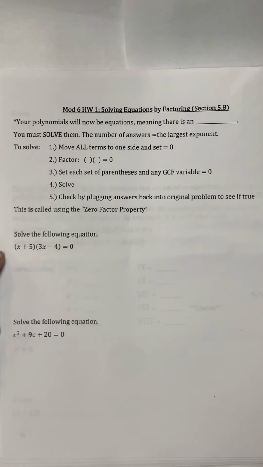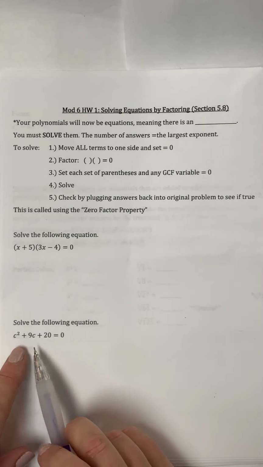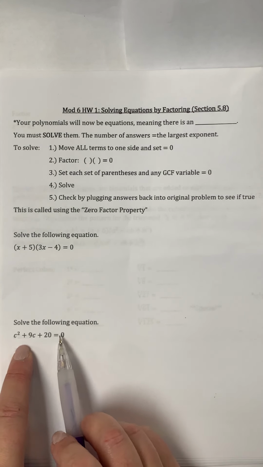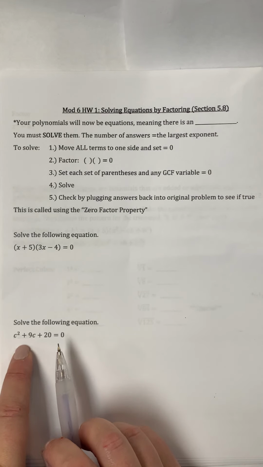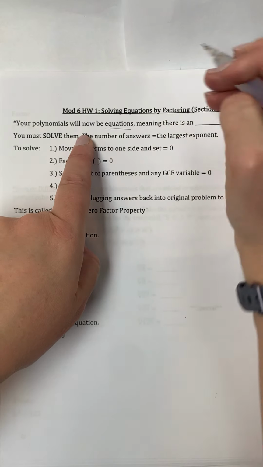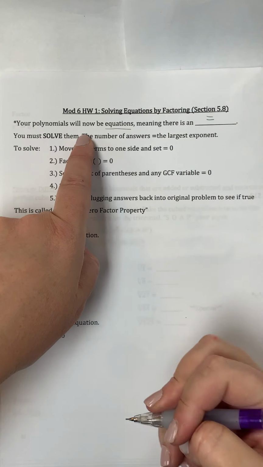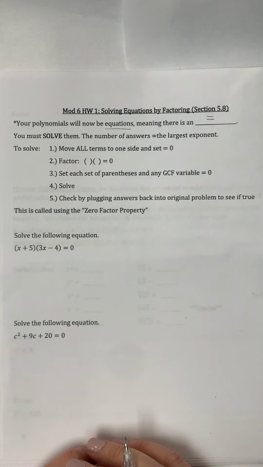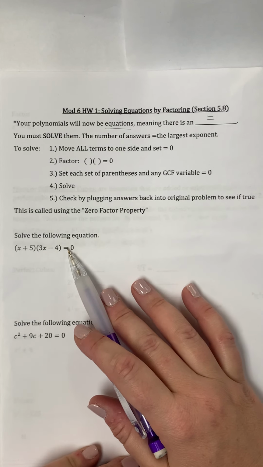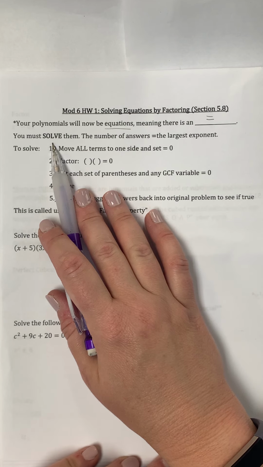And so what you're going to notice about these particular problems is that even though they look like the polynomials that you've been working on, they have one extra piece, and that's that there's an equal sign. So your polynomials will now be equations. That means there's an equal sign in there. If you do not have an equal sign, all you're going to do is factor. That's as far as you can go. If you do have an equation like you do now, you must solve. You have to solve them.